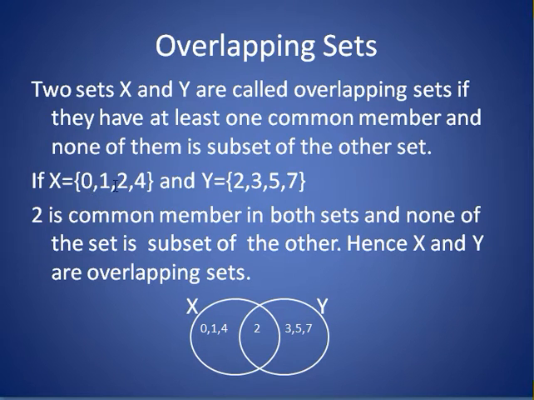All the elements of set X are not present in set Y. So we can say that set X is not a subset of set Y. Similarly, all the elements of set Y are not present in set X. So Y is also not a subset of set X. So these are overlapping sets. 2 is the common member in both sets and none of the sets is a subset of the other. Hence X and Y are overlapping sets.